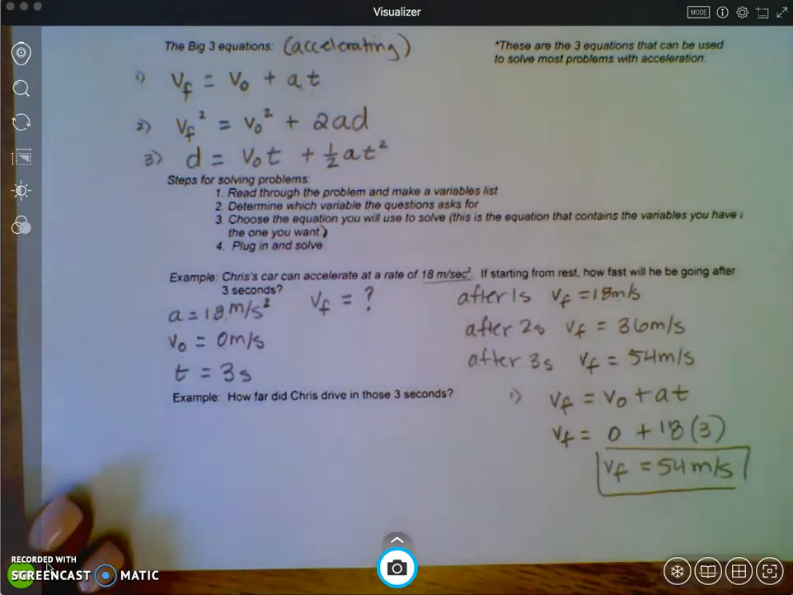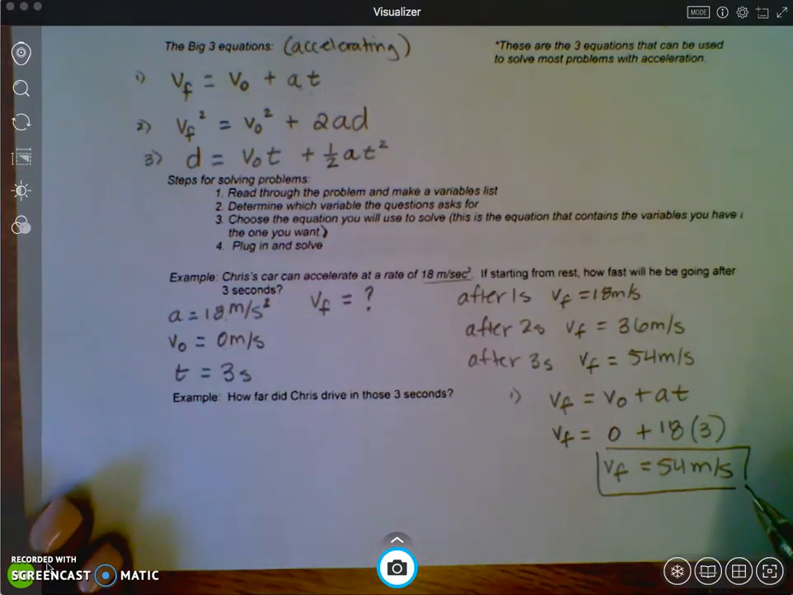Always put a box around your answers and always put units. You will get marked off on a test every time you forget to put units. So do not forget that.